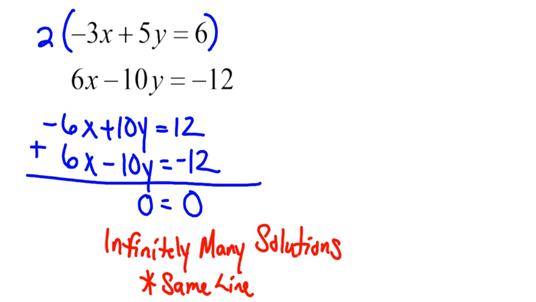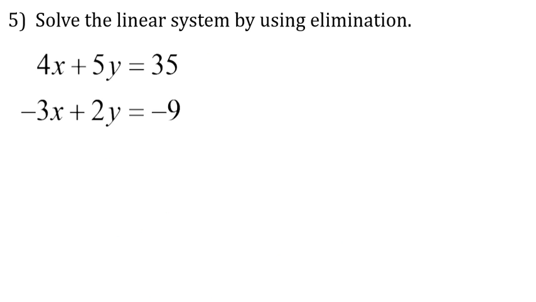Let's try another. Here's our system. 4x plus 5y equals 35, and negative 3x plus 2y equals negative 9. We'd like to solve the system and figure what value for x and y would make both of them true. Again, comparing the equations, we can see we don't have any single x's and y's, so substitution would not be a good idea, or it would take us a lot of time to get the x or y alone, so let's skip that.